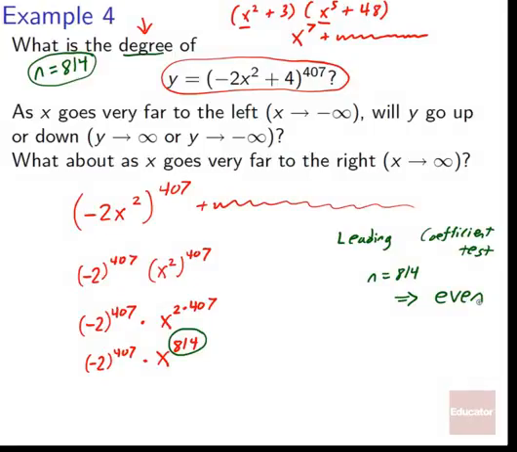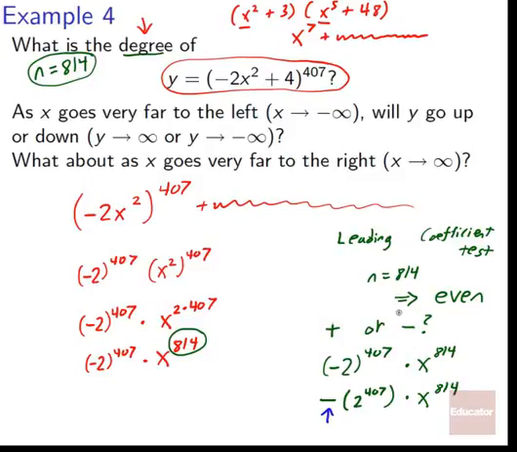Now we want to figure out what is our leading coefficient. Is it positive or negative? So plus or minus. We do that, negative 2 to the 407 times x to the 814. Well, if it's negative raised to an even number, they'll all get canceled out. If it's negative raised to an odd number, one of them remains because it will wind up sticking around. All of the even part will get canceled out, but that odd is an extra negative 1, so it sticks around. So we'll get negative 2 to the 407 times x to the 814. That means we've got a negative sign right here.